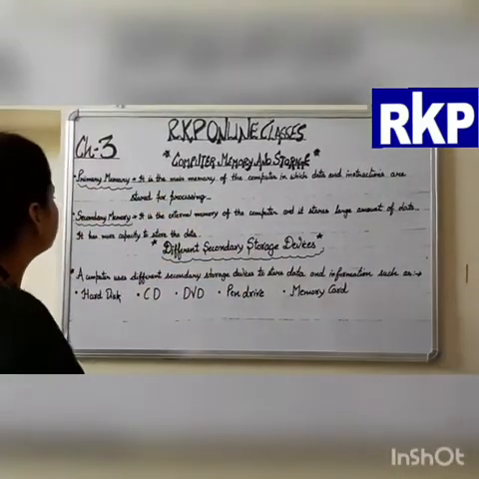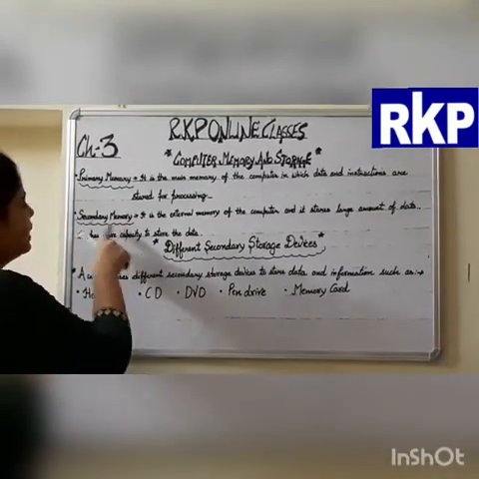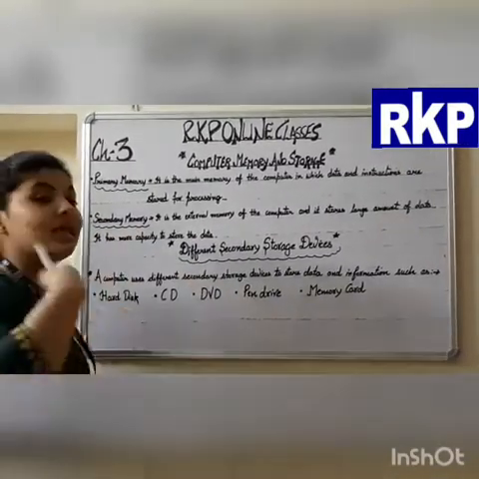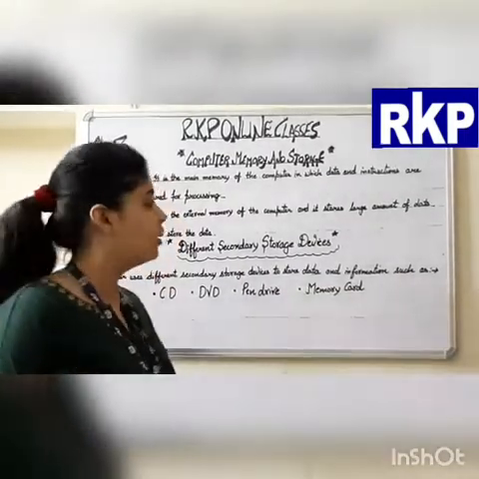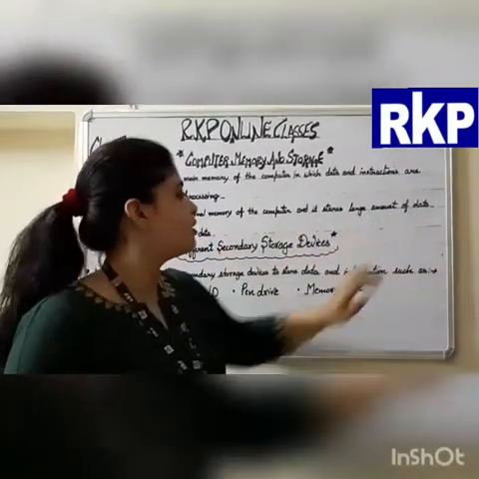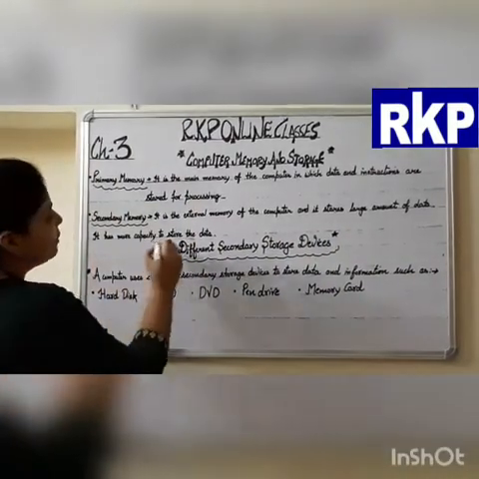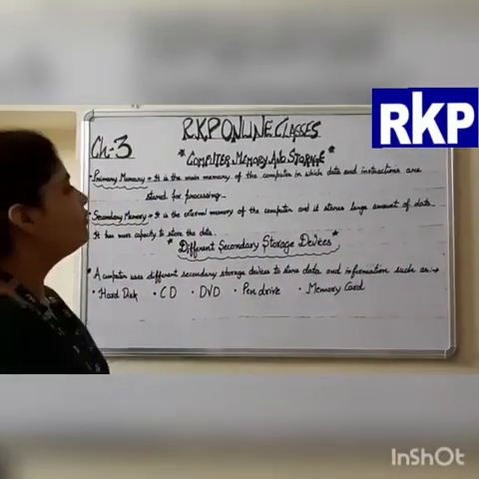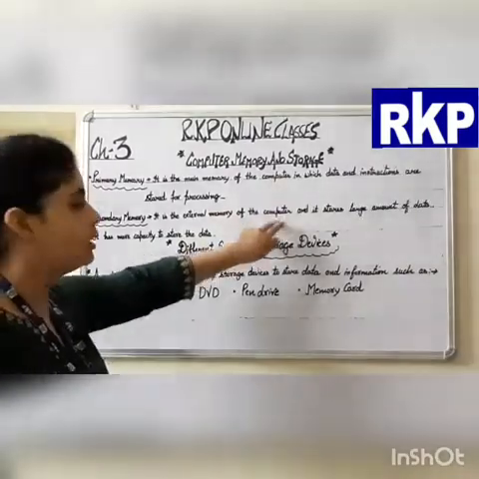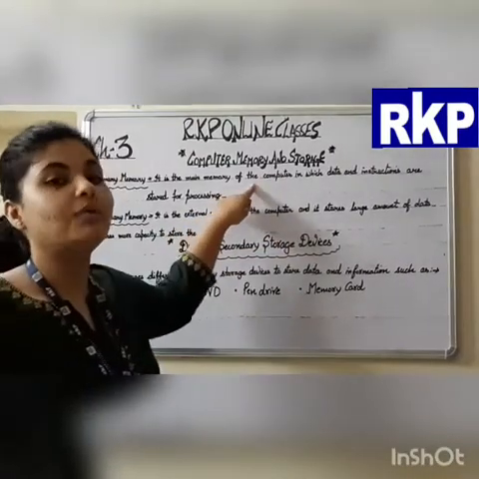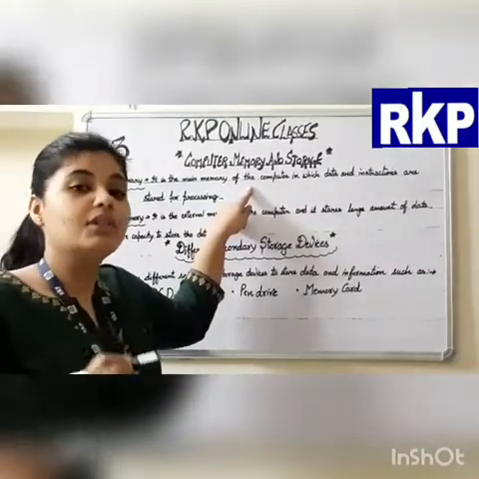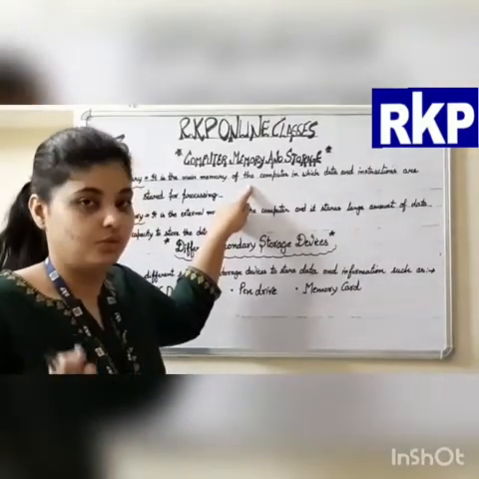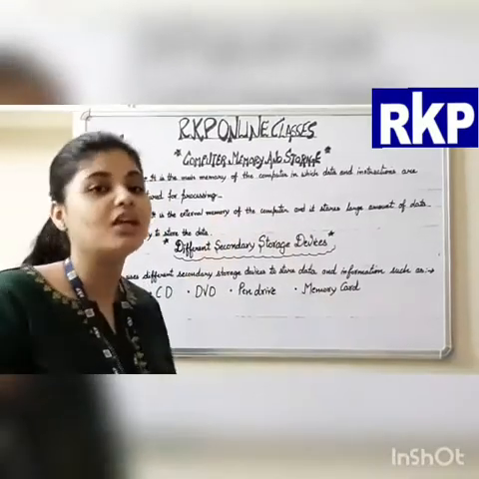Next memory is secondary memory. Secondary memory means external memory, or you can say the auxiliary memory of the computer. And it stores a large amount of data. It has more capacity to store the data. See the difference between primary and secondary memory. Primary memory is the main, internal or inbuilt memory of the computer, without which our computer cannot work. That means it is essential for the computer.